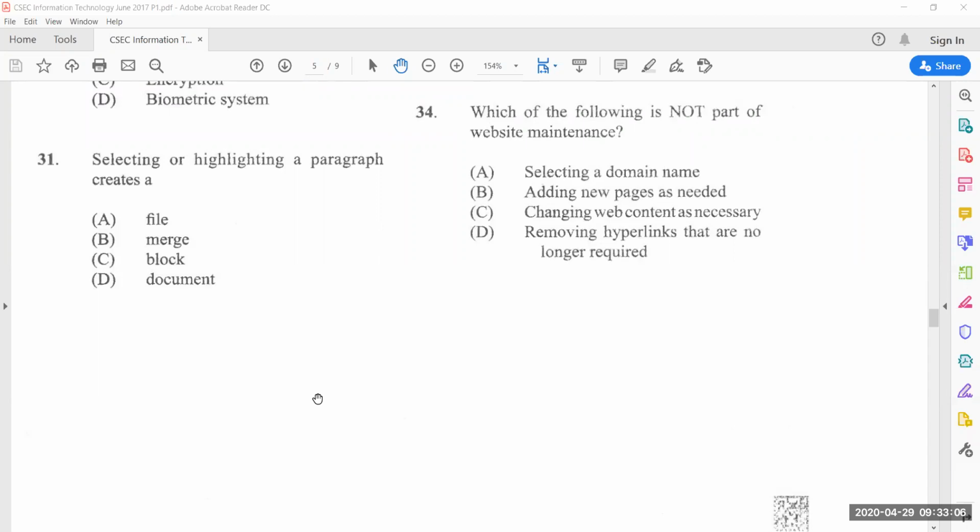Selecting or highlighting a paragraph creates a what? File, merge, block, or document. Let's see, Sophia, are you there? What do you have for 31?